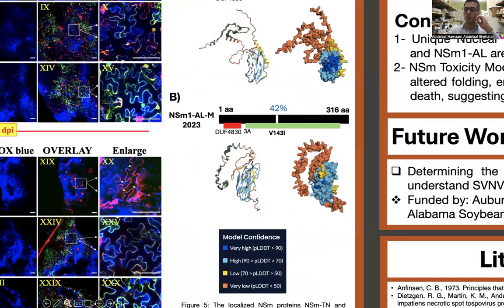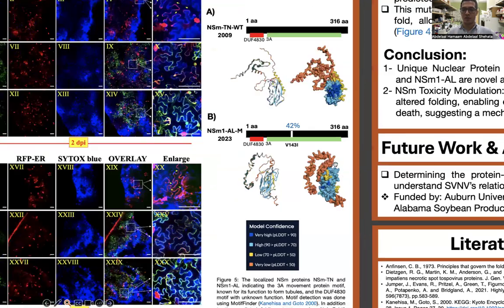But the NSM of Alabama, with one mutation, was showing different folding, and maybe this is why this protein was able to express: because it has proper folding, it can do its function, and it doesn't result in cell death early. Maybe this is why. We don't know if this is the true reason, but this is what we saw.